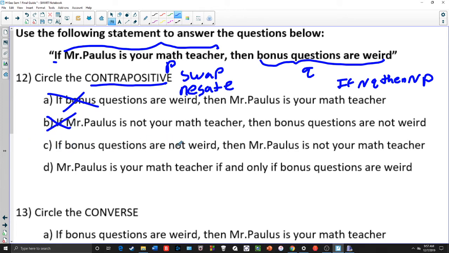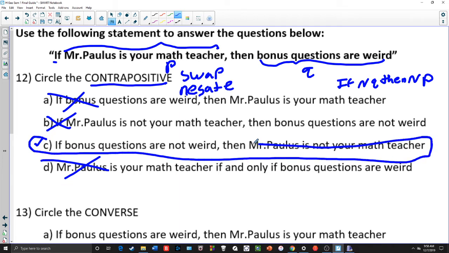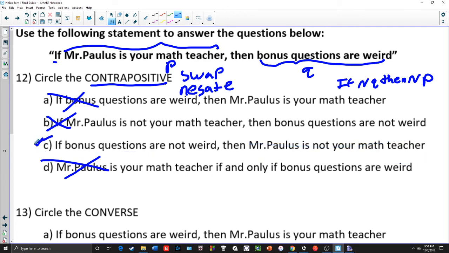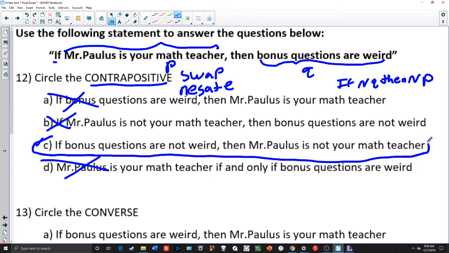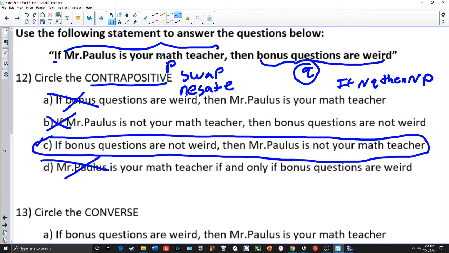If bonus questions are not weird, well, that's what I want, right? That's not Q. So that's going to be one possibility. And then Mr. Pauls is your math teacher, if and only if. Now that's not going to work because it's not even an if-then. So that means C has to be our one, just by process of elimination. C is our answer. So if bonus questions are not weird, then Mr. Pauls is not your math teacher. Again, we have not Q first, and then not P second. So not Q at the beginning, not P at the end.